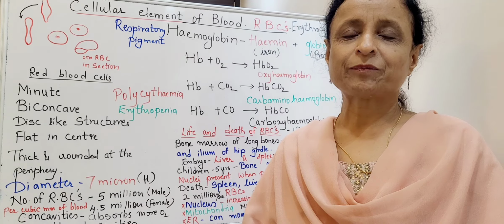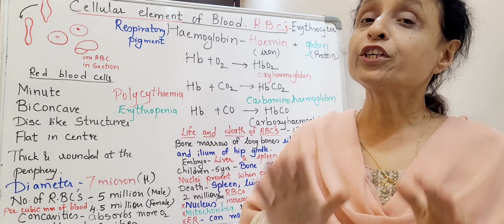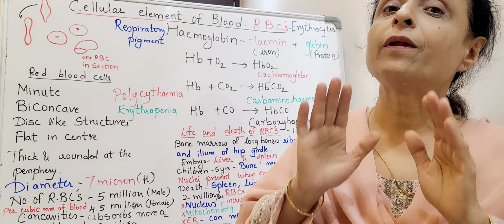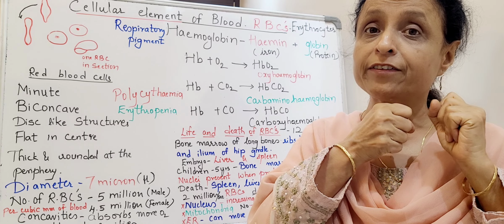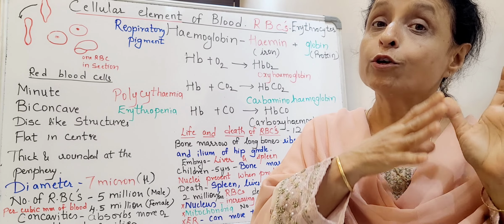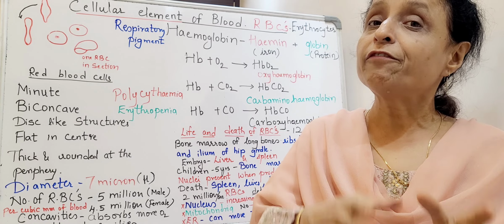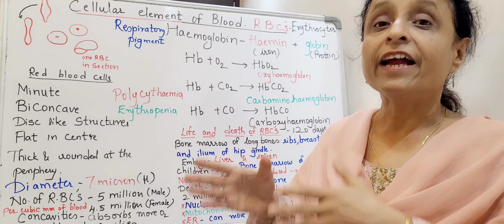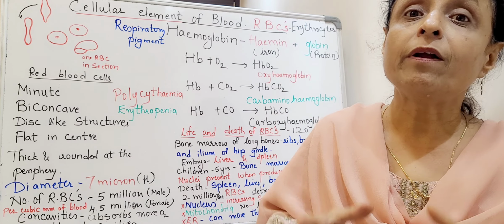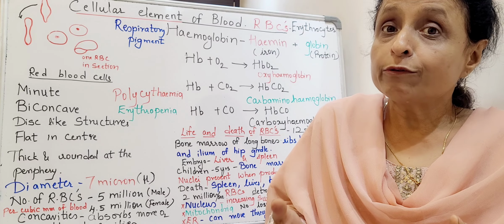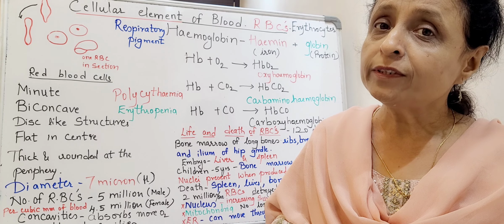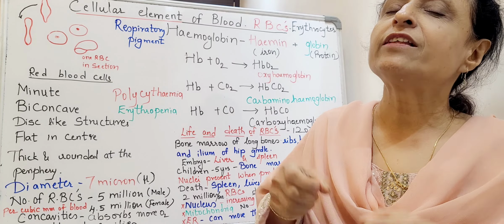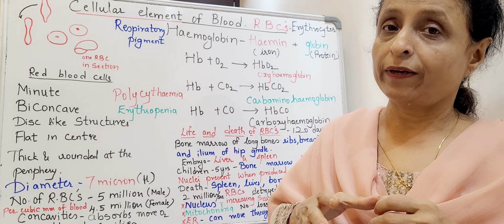Hello students. Now you all know that the most important function of the blood is to supply oxygen to each and every cell of the body and take away the carbon dioxide and throw it out of the body. So who does this function in the blood? It is RBCs, red blood corpuscles. They are also known as erythrocytes, but they are known as red blood corpuscles because they are red in color. They give the blood that red color because they have hemoglobin.